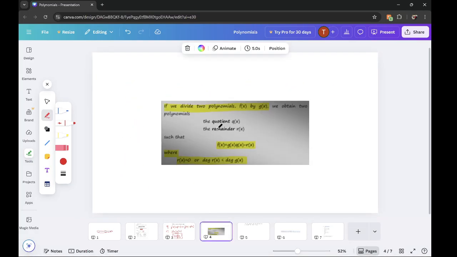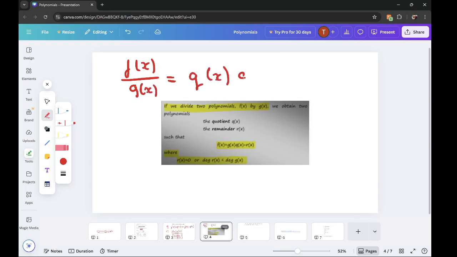If we divide two polynomials, f(x) by g(x), we obtain two polynomials in return. This means if we do f(x) over g(x), you get two things: q(x) and r(x). q(x) represents the quotient, and r(x) represents the remainder. It'll make more sense once I explain it in terms of long division.